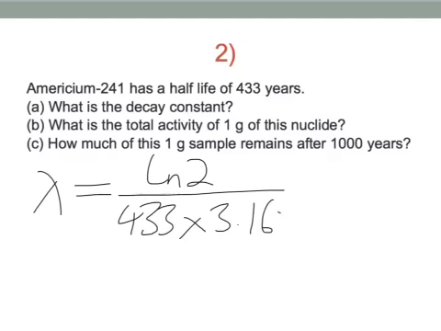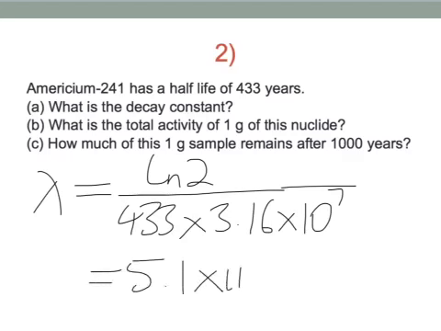So we need to multiply that by the number of seconds in 1 year, which is approximately 3.16 times 10 to the power of 7, just taking 3,600 seconds in an hour, times by 24 for 1 day, and times by 365.25 to take care of the leap years every 4 years. So that should give you 5.1 times 10 to the power of negative 11 per second for the decay constant.